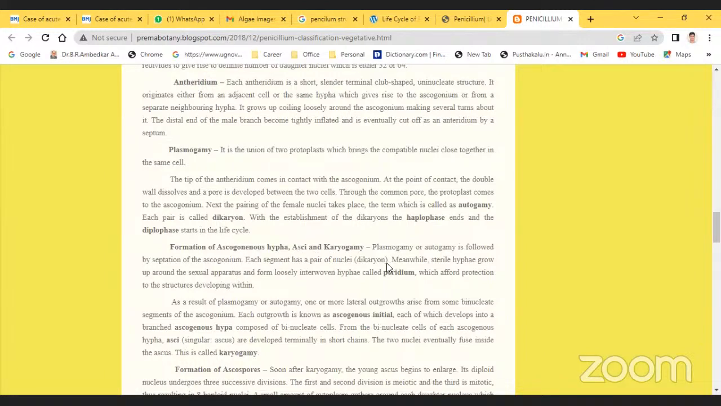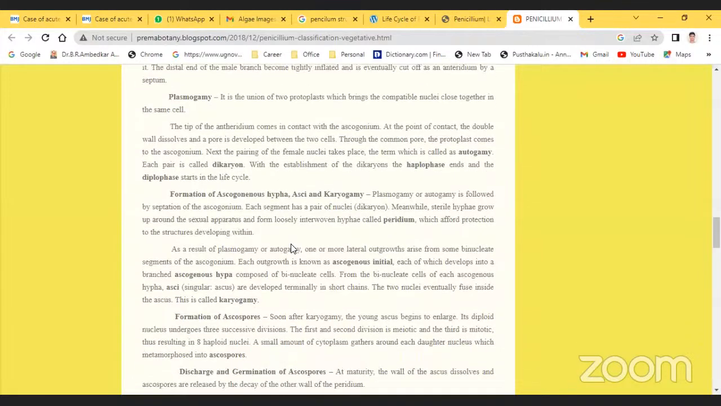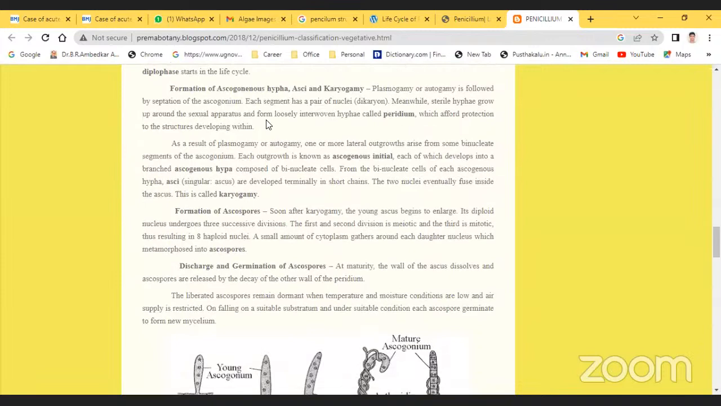Plasmogamy or autogamy is followed by the separation of the ascogonium into segments, each with a pair of nuclei, the dikaryon. The sterile hyphae grow up around the sexual apparatus and form loosely interwoven hyphae called peridium, which afford protection to the structures developing within. As a result of plasmogamy or autogamy, one or more lateral outgrowths arise from the binucleate segments of the ascogonium. Each outgrowth is known as an ascogenous initial, each of which develops into a branch of ascogenous hypha composed of binucleate cells.